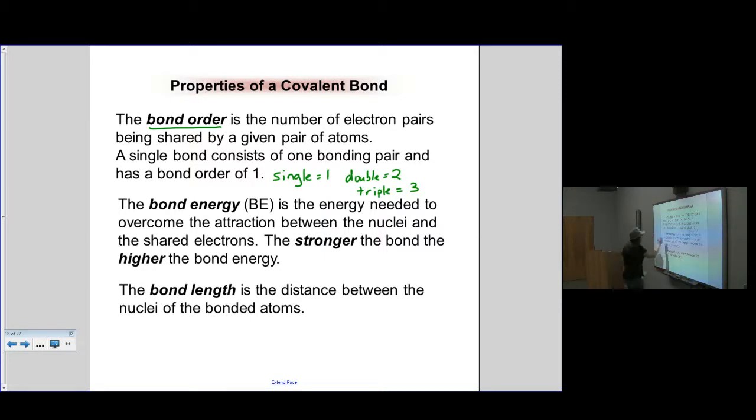The bond energy is the energy that we need to overcome the attraction between those 2 atoms. So how much energy needs to be absorbed in order for the bond to break? So the stronger the bond, the higher it is in energy. Weak bond energy is a weak bond, and strong bond energy is a strong bond. And then the bond length, we just looked at that a little bit, is the distance between the nuclei of the bonded atoms.